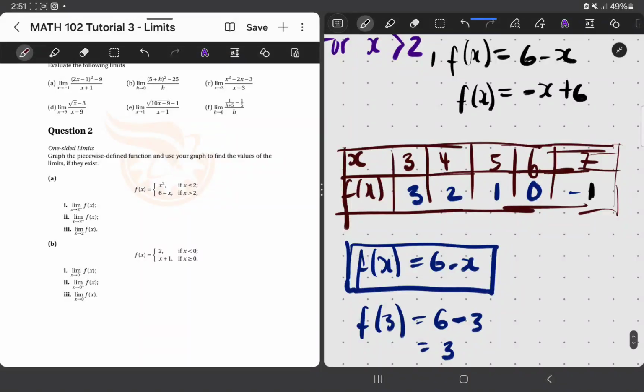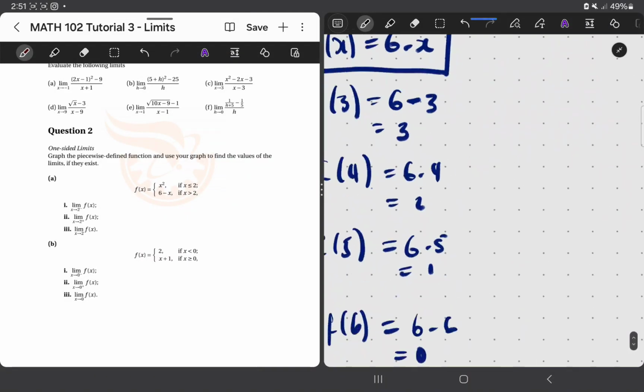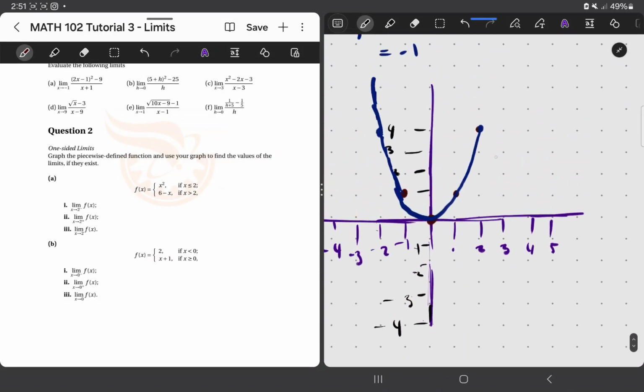What is it now? We have 3 and 3, 4 and 2, 5 and 1, something like this. So here now, what would we have? We just take a ruler. For a line, you need only 2 points.